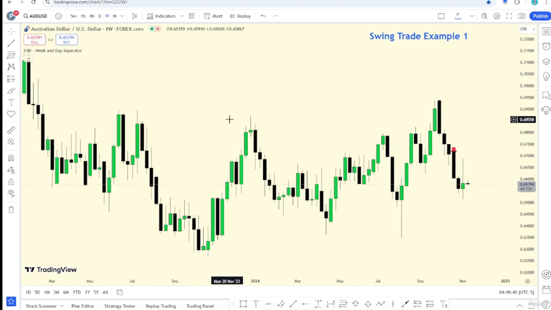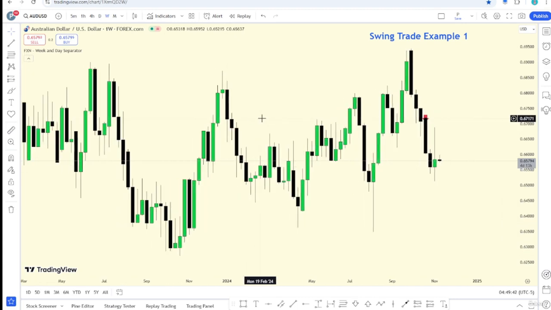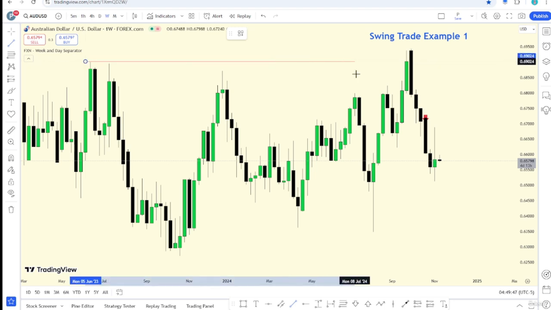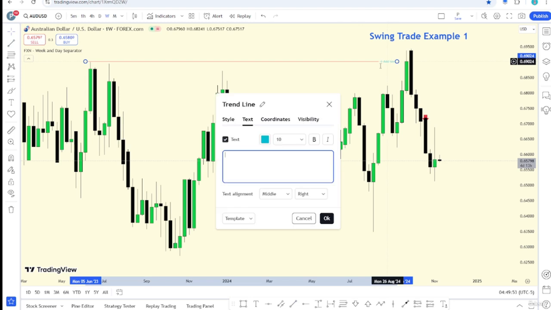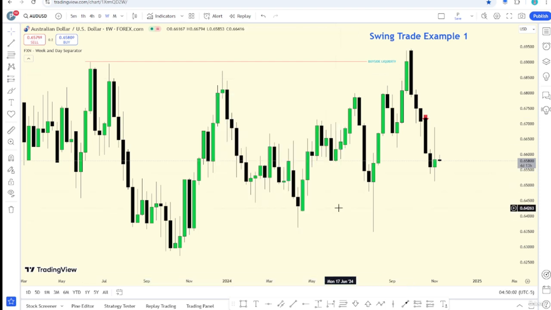So on the weekly chart, the market actually took out some form of buy side liquidity back here. So this is buy side liquidity. After taking out that buy side liquidity, the market actually changed order flow to bearish. So you can see this aggressive move lower, making the market bearish.